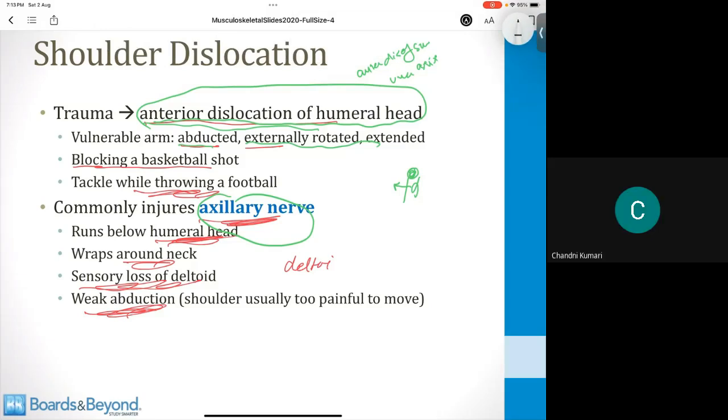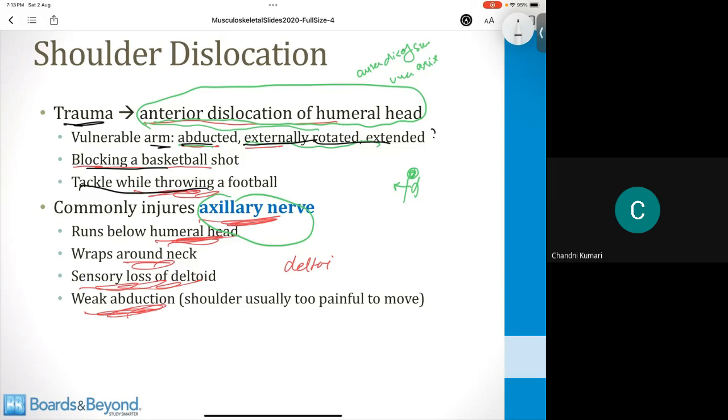Okay. So whenever we have a trauma, how can we get trauma? The trauma can be seen in blocking of a basketball shot. If someone is just blocking the shot, we can have anterior dislocation. Tackle while throwing a football can also lead to anterior dislocation of shoulder, and the vulnerable arm is going to be abducted, externally rotated, and extended, right? We are going to discuss it in a while.